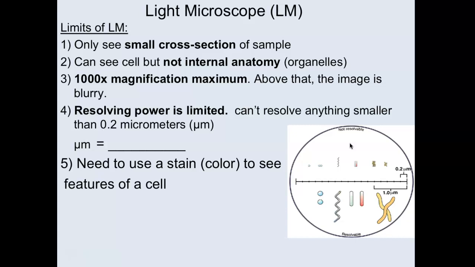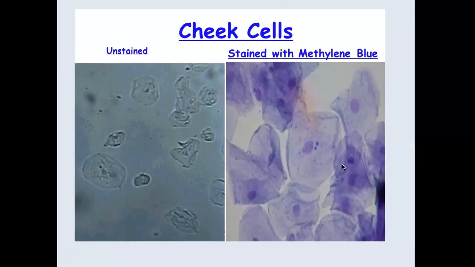So that's a limit. You can't use the light microscope then. If you knew that you wanted to look at something smaller, like a virus, viruses are super small, then you can't use a light microscope. You need to use another kind of microscope that's fancier. Okay. Letter E, if you look at the need to stain, this is this picture here.